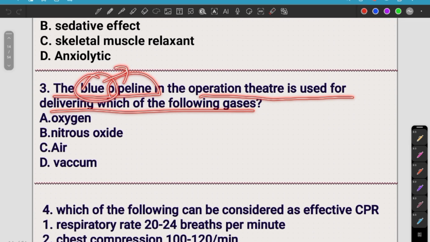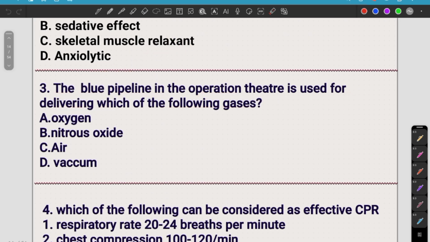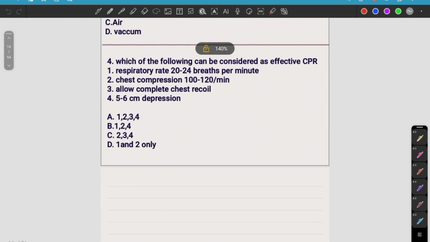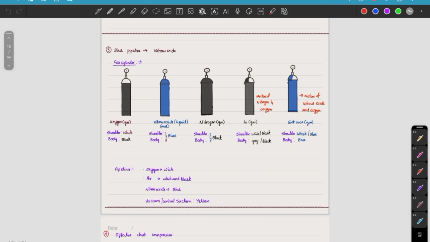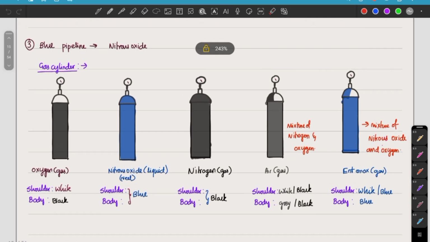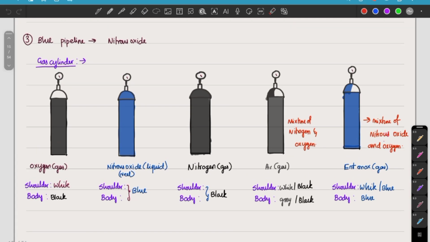Third one, the blue pipeline in the operation theatre is used for delivering which of the following gases? Blue is Neel. In Hindi it's called Neel. So it is nitrous oxide. Okay, let's see the different colors, the combinations of color. First you have to remember oxygen: only the top of the shoulder is white, then the full body is black. Whereas for nitrous oxide, the full body is blue.